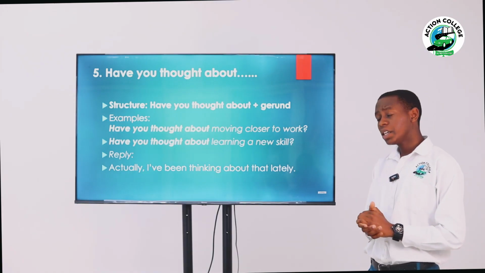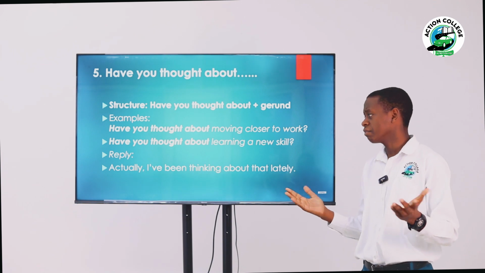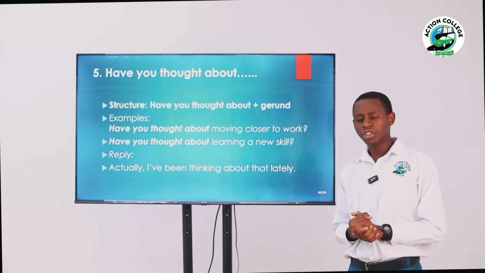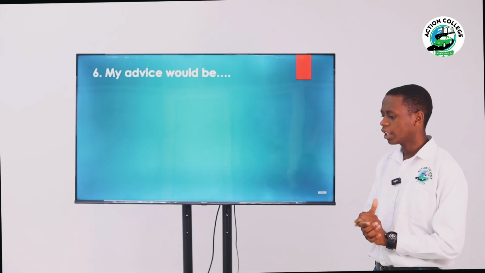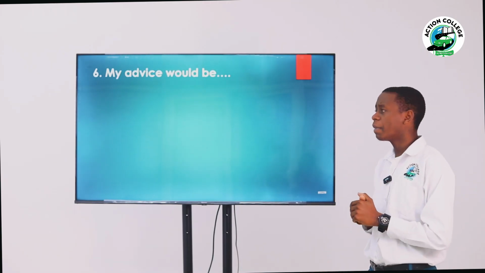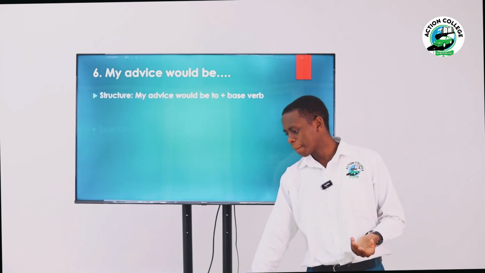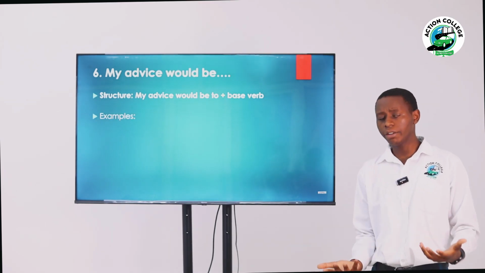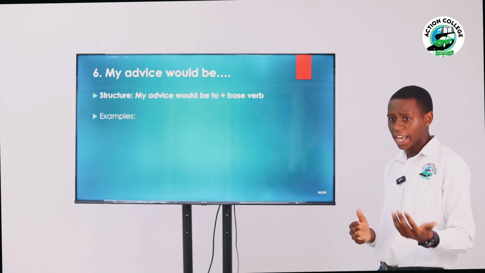Maybe if that advice matches what you've been thinking, you can say, actually, I've been thinking about that lately. It's a good idea. So that is the way of replying. So the sixth, you can give advice to someone. You can say, my advice would be, this is a conditional way. If we are using conditional, it is also a professional way of giving advice. Of course, from today, you are going to use this way, my advice.